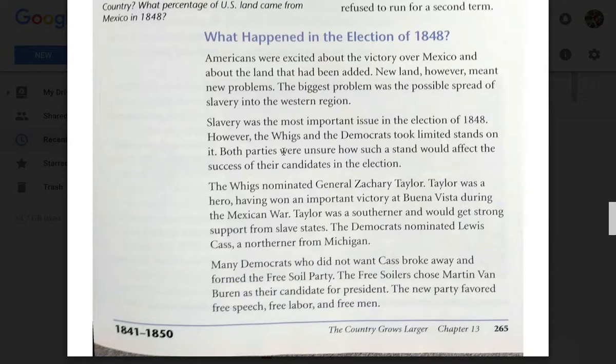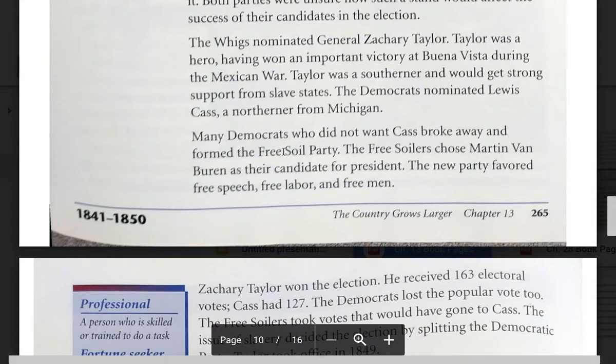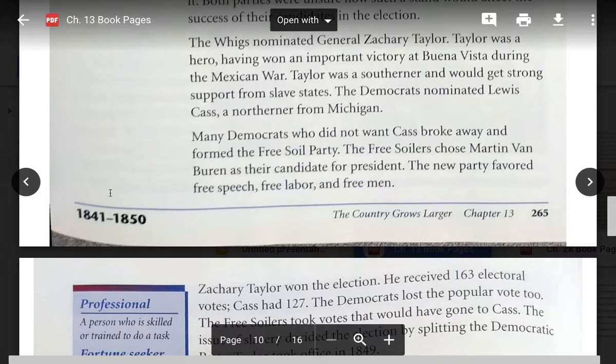The Whigs nominated General Zachary Taylor. Taylor was a hero, having won an important victory at Buena Vista during the Mexican War. Taylor was a Southerner and would get strong support from slave states. The Democrats nominated Lewis Cass, a Northerner from Michigan. Many Democrats who did not want Cass broke away and formed the Free Soil Party. The Free Soilers chose Martin Van Buren as their candidate for president. The new party favored free speech, free labor, and free men.